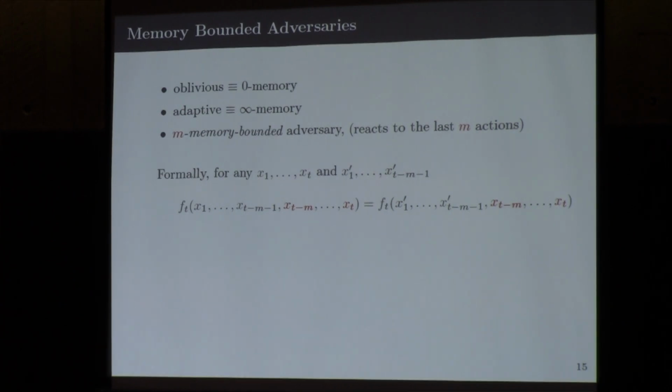Yeah, so we have talked about the case where the effect of the older actions decays exponentially, but I'm not sure exactly what's the difference between what you're suggesting and what I have here, because I'm assuming the adversaries are M memory-bounded, so they only react to your last M actions. That's what I mean. Yes, everyone's okay?